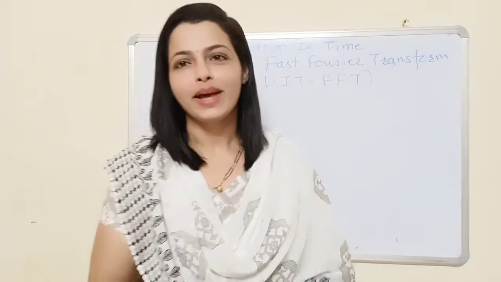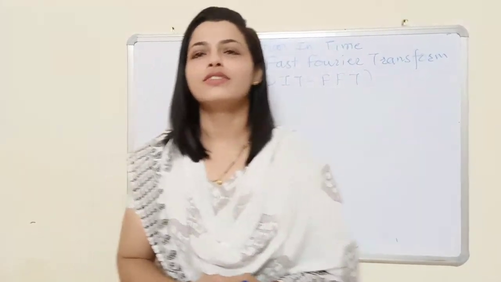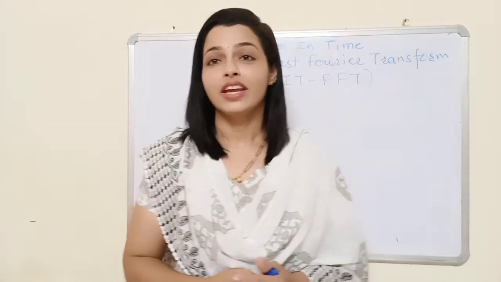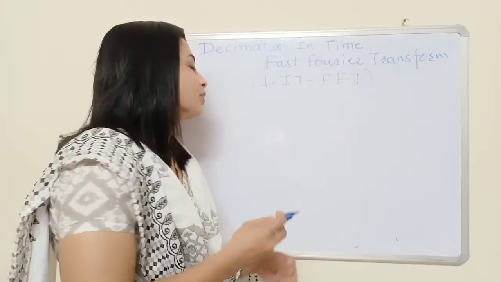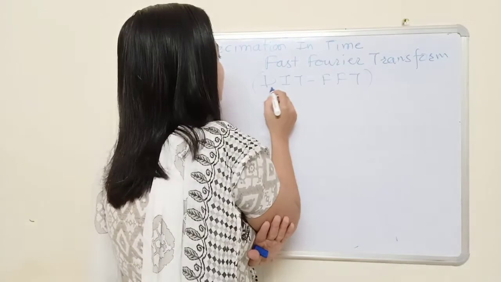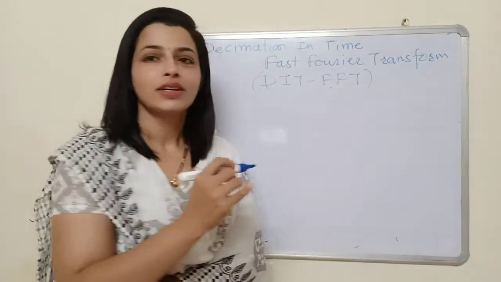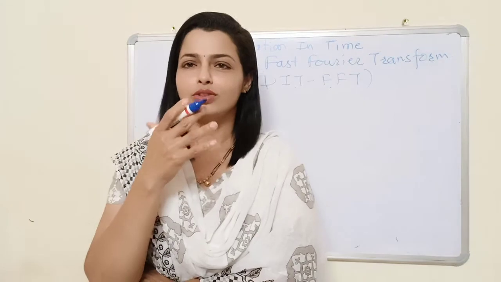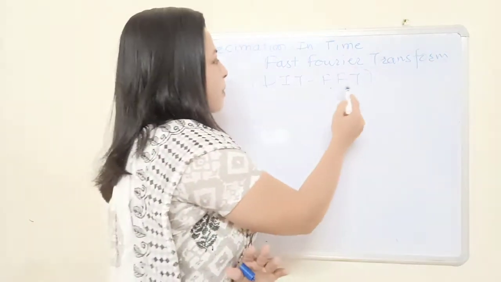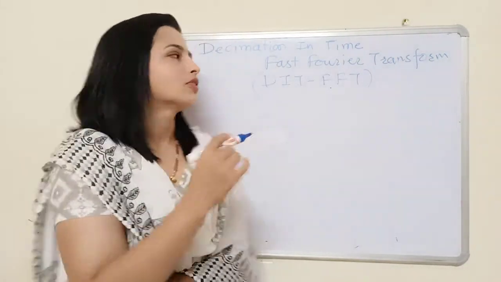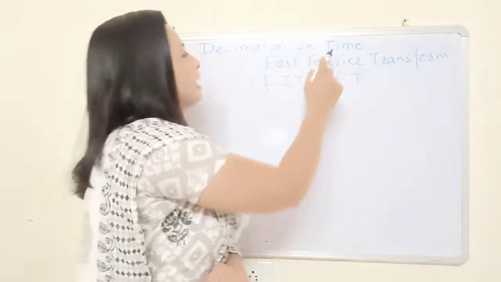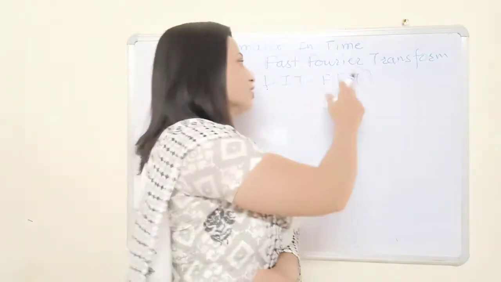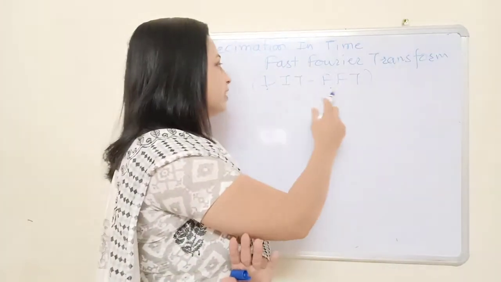Hello and welcome back. In the last lecture, we have seen why FFT is so important. FFT is an algorithm to calculate DFT. Here we are going to see the DIT-FFT algorithm. We have two parts of the FFT algorithm. The first one is DIT-FFT, decimation in time, fast Fourier transform. In short, it is called DIT-FFT.